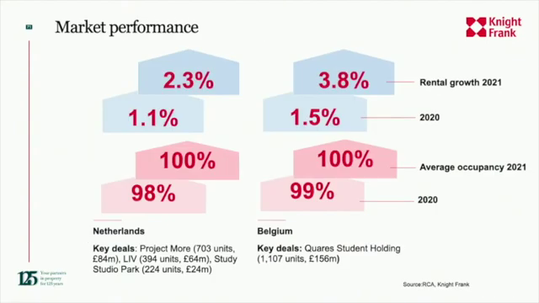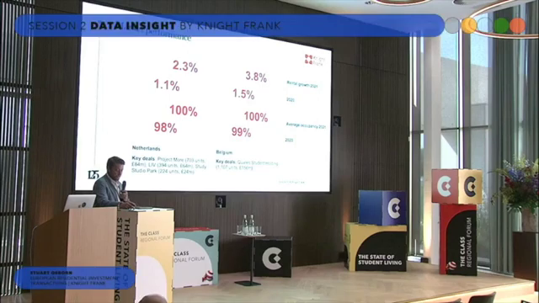So what sits behind this investment story? From a market performance point of view, here you can see occupancy and rental growth. In the most mature markets, we continue to see really solid rental performance, and in both the Netherlands and Belgium, occupancy in 2021 was back to 100%. Rental growth has certainly strengthened in both markets, and both fared well throughout COVID.